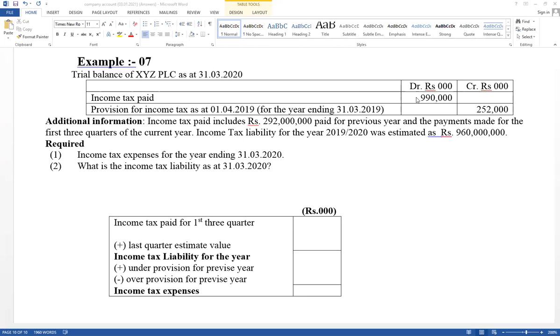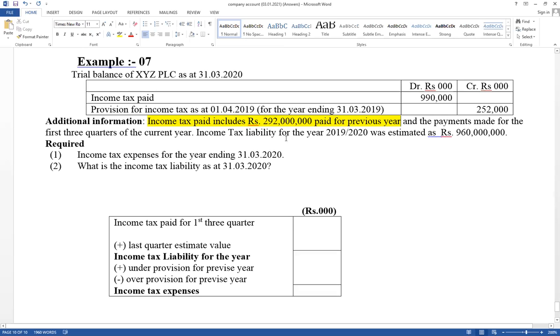Total paid amount is given on the debit side. It includes the first quarter paid amount as well as the last quarter paid amount, and the provision is given. Additional information available: income tax paid includes 292,000 paid for the previous year and payment made for the first quarter. Therefore, it has given the last quarter paid amount. And here it is given income tax liability for the year.